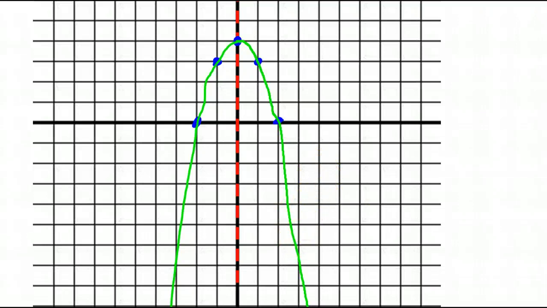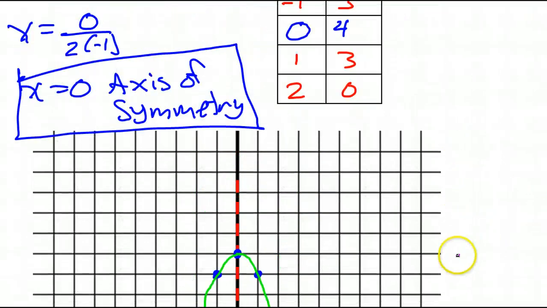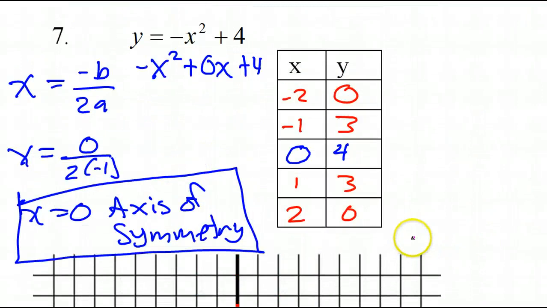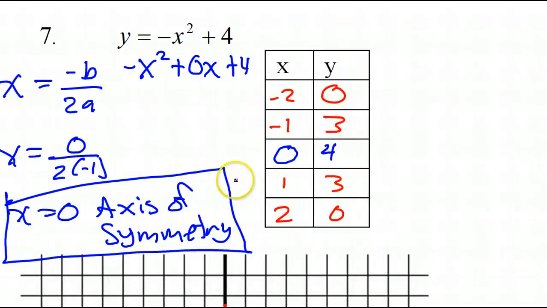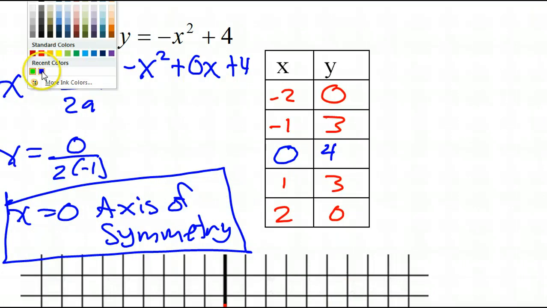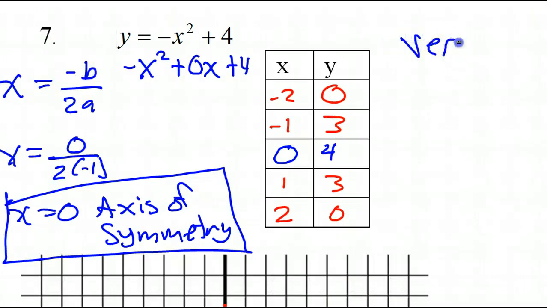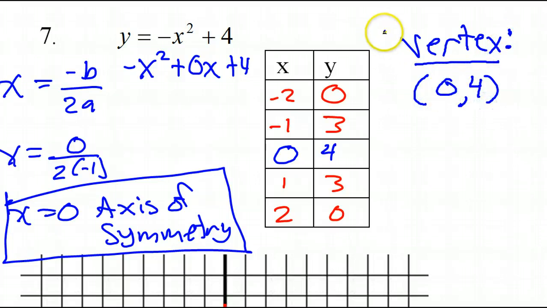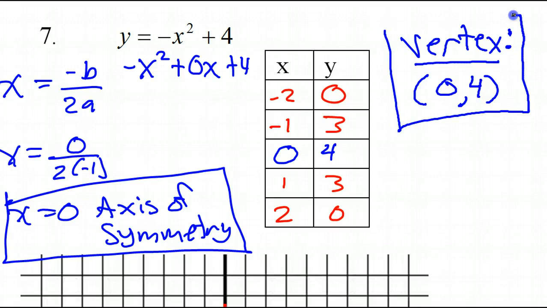Let's see. Are we done with number 7? All right, we got the axis of symmetry. We just need to state the vertex. I'm going to say that over here. The vertex, and this time I'll just put a colon. All right. The vertex is 0, 4. Okay, one more problem. Let's go do number 8.